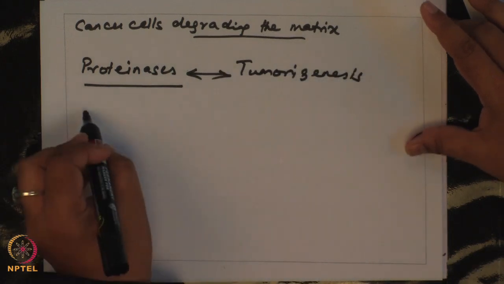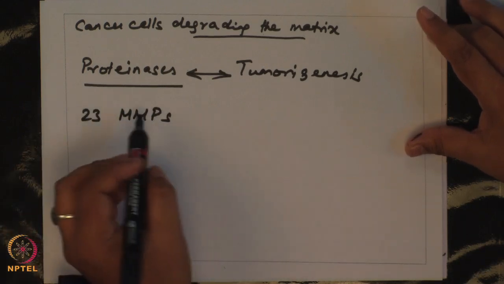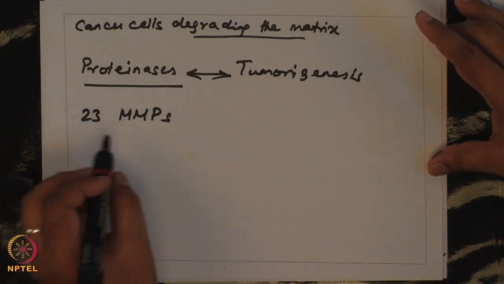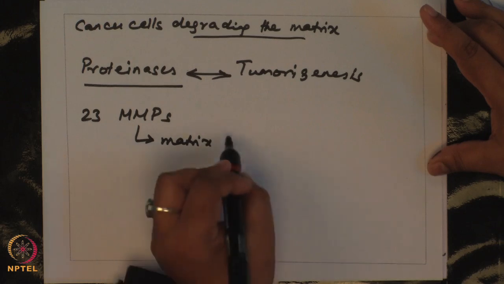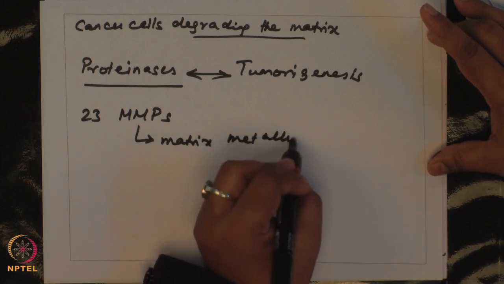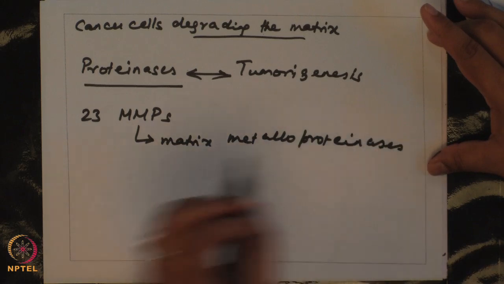And there are 23 MMPs identified in human. One of these classes is called matrix metalloproteinases. So, MMPs stands for matrix metalloproteinases, or MMPs in short.